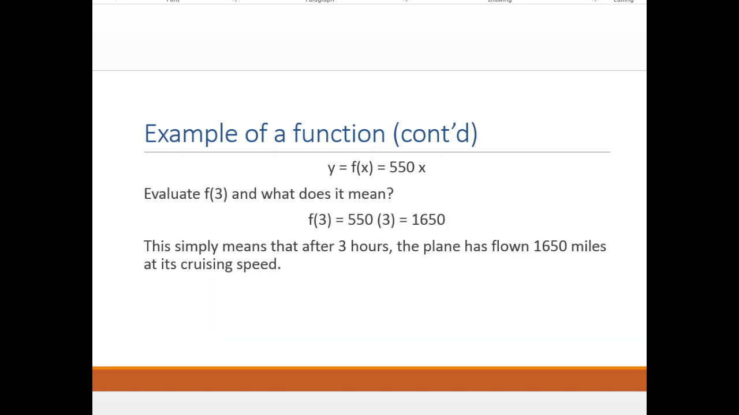We can also evaluate our functions. If I were to ask you to evaluate f of 3 and tell me what it means, whenever we put a number into the function, whatever we do on the left hand side, we do on the right hand side as well. So f of 3, we replace the x with 3 on the left, so we replace the x with 3 on the right. F of 3 is 550 times 3, which is 1650. And this simply means, according to our function, that after 3 hours, our input, the plane has flown 1650 miles at its cruising speed, which is the output.